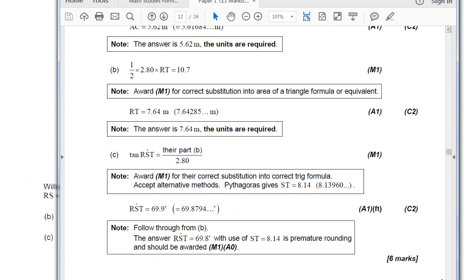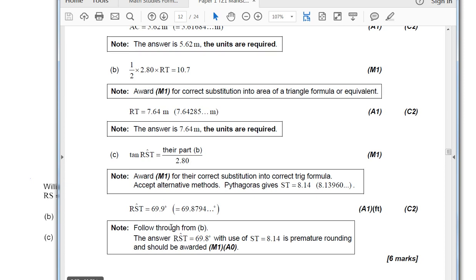Last part here. The angle, tangent of RST is the 7.64 over 2.80, which is what we had. You get 1 point for correct substitution into the right trig formula, so you'd have to have the tangent, and then you'd have to have your answer from part B, even if you got it wrong. If you substituted in correctly, you'd still get your point, divided by 2.8. And then we ended up with 69.9, which is what we got.